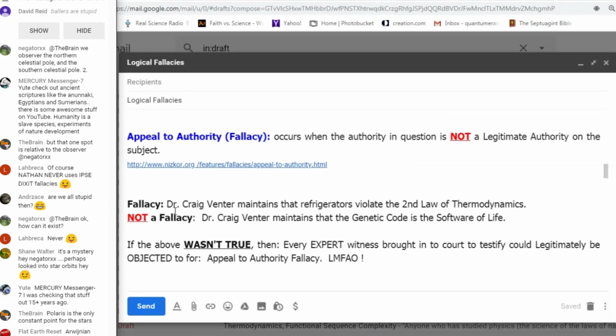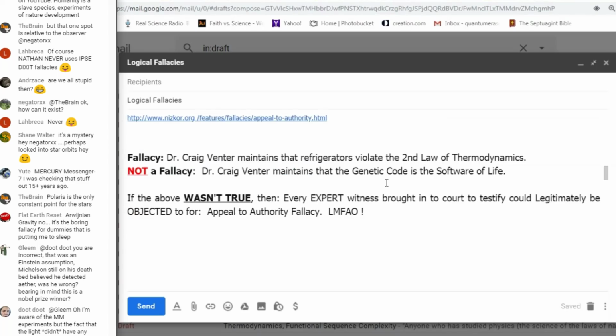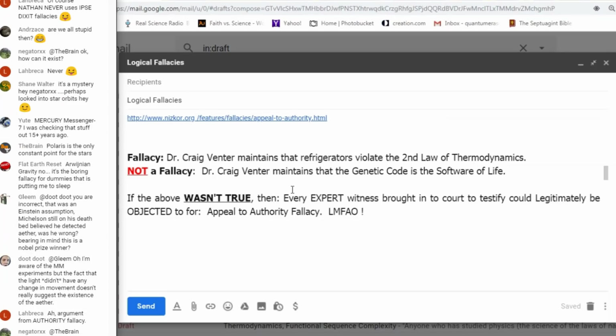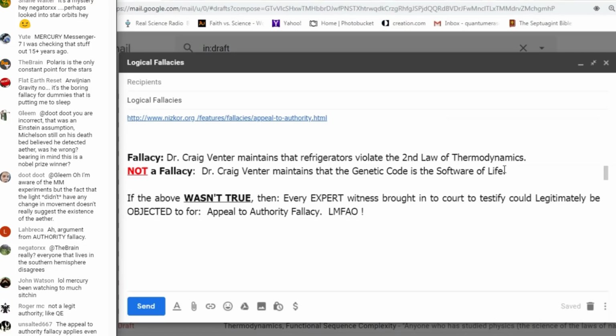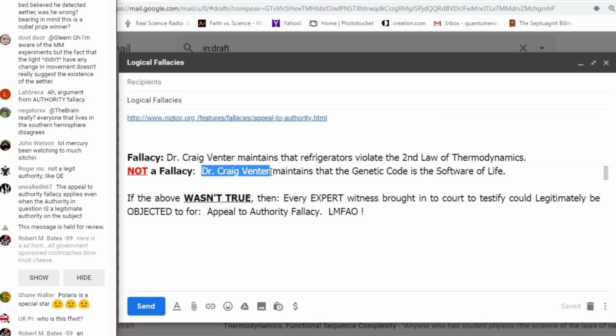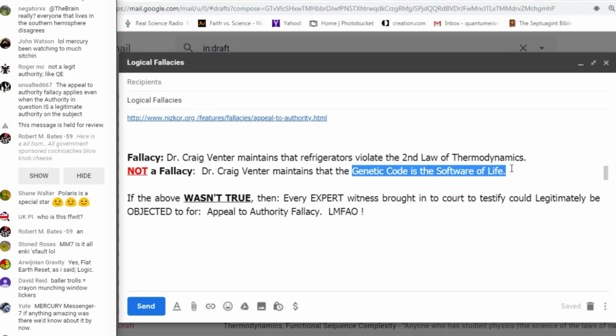Fallacy. Dr. Craig Venter maintains that refrigerators violate the second law of thermodynamics. Well, this is not a fallacy: Dr. Craig Venter maintains that the genetic code is the software of life. Well, Dr. Craig Venter is a geneticist, the geneticist of geneticists. He is an expert in the field, right? And he's speaking to the genetic code as the software of life.